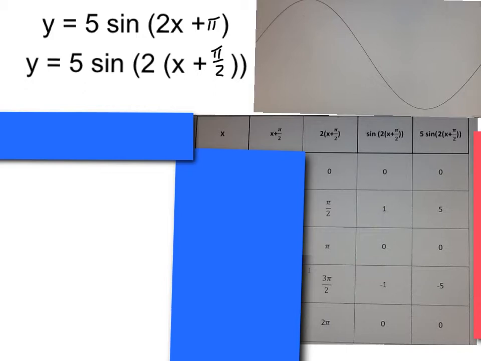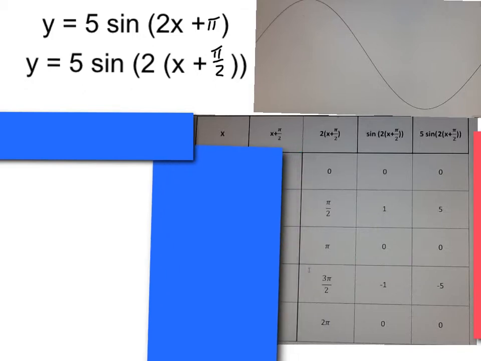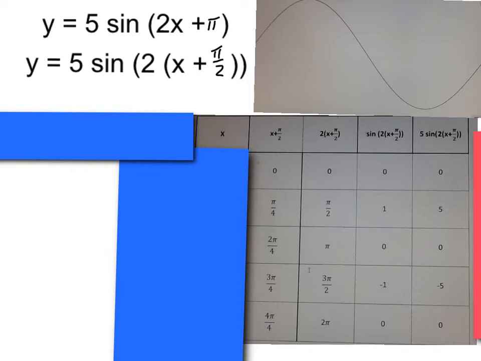We now have to work back to the left. So, given that we know twice x plus pi over 2, how can we use that information to find x plus pi over 2? The answer is just divide by 2. So, take the entries in the third column and divide them by 2. 0 divided by 2 is 0. Pi over 2 divided by 2 is pi over 4. Pi divided by 2 is pi over 2.